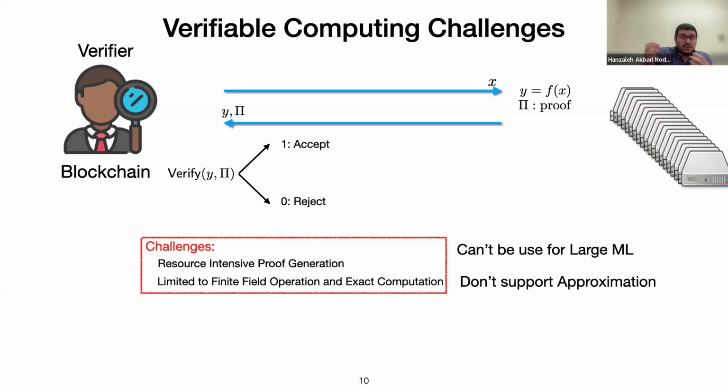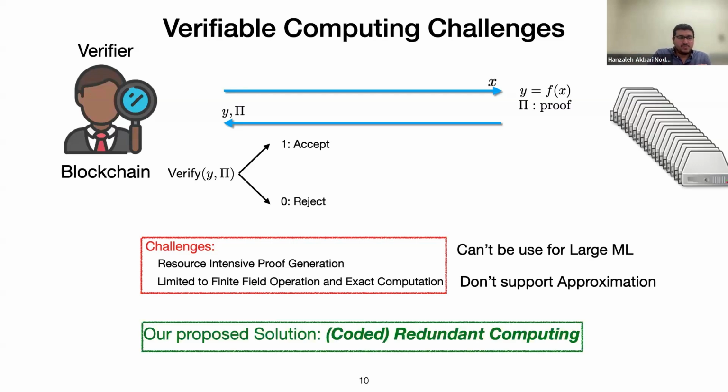So these algorithms don't support approximate computing. It's very hard, while in machine learning, the computation in lots of cases is not exact. So we have some kind of analog coding and approximate computing.